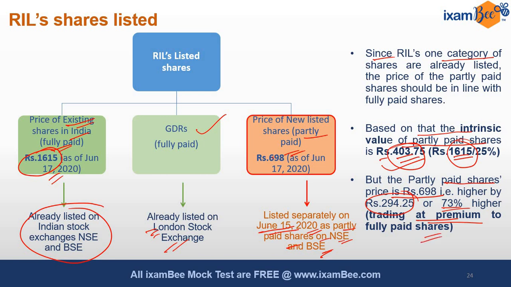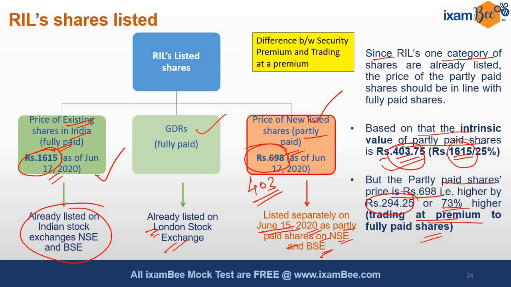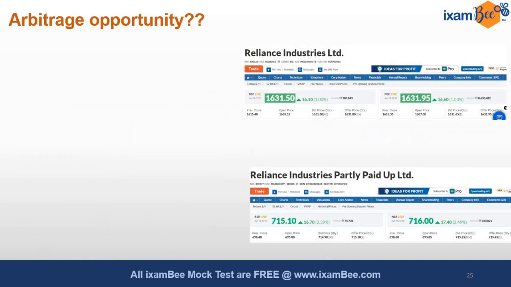It may be difficult to understand. Pause the video here. Read these numbers carefully. This is the fully paid share. Here only 25% of the amount has been paid. So logically it shall be 403 rupees. But because the amount involved is lesser, it is selling at a premium. It is called trading at a premium. That is the difference between the value and the trading price now. So intrinsic value shall be 403, but it is selling at a premium because people feel value in that.